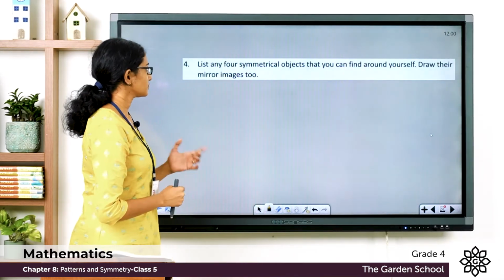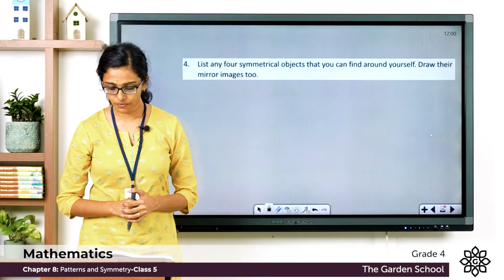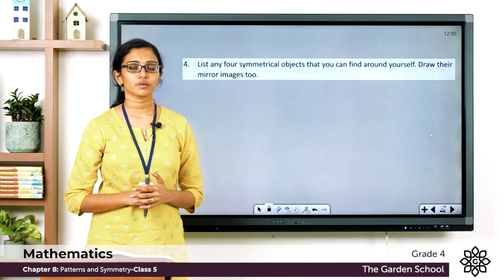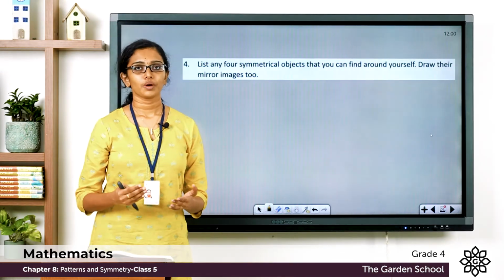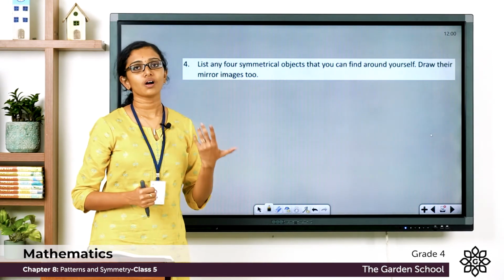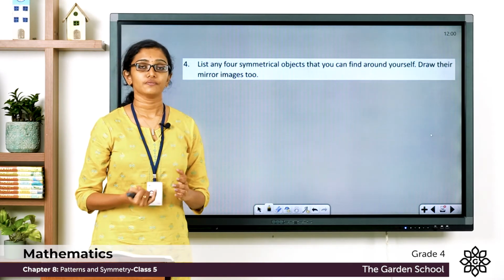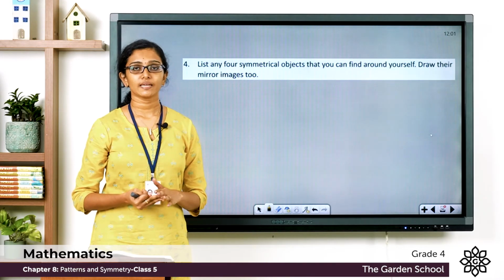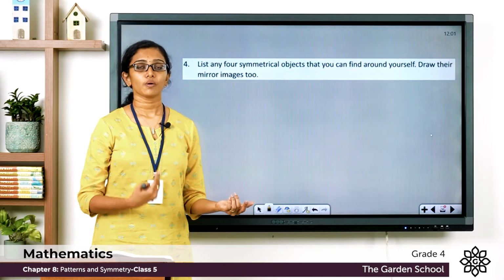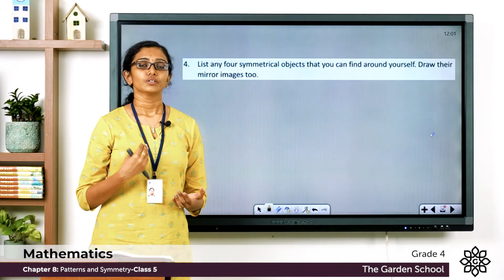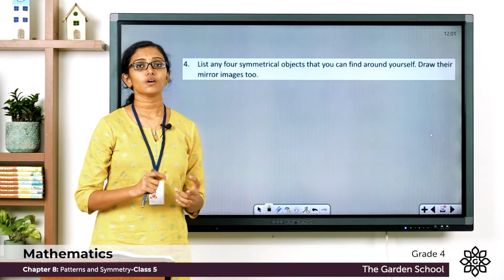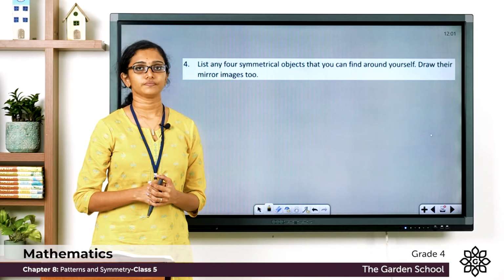Now, next one, list any 4 symmetrical objects that you can find around yourself. Draw their mirror images too. When we learned symmetry, we learned that we can see symmetry all around us: in flowers, fruits, different shapes, different objects, the human body, different faces, or the bodies of animals. Observe carefully around you and list out 4 items which are symmetrical.